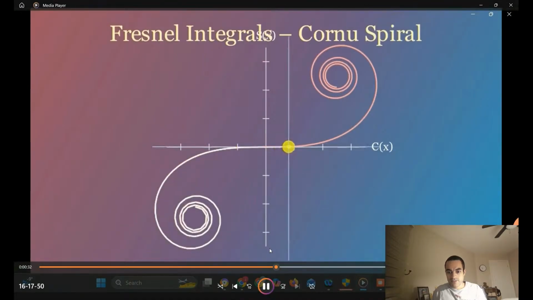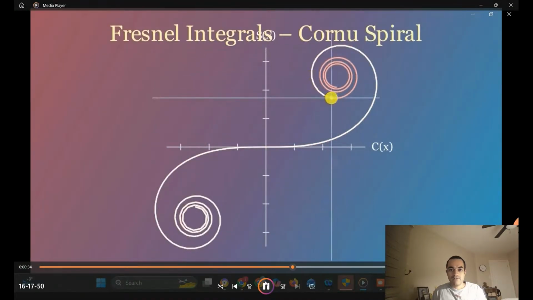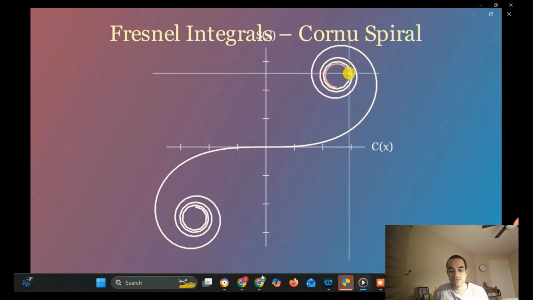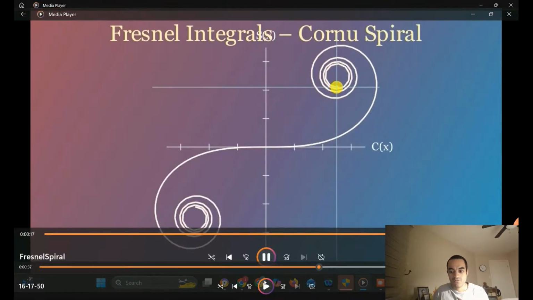That's the model of a Fresnel integral known as a Cornu spiral. I hope you enjoyed that. Let's get back to the live screen. I hope you were enjoying that simulation. Let's get back to the share screen. Just 1 second.